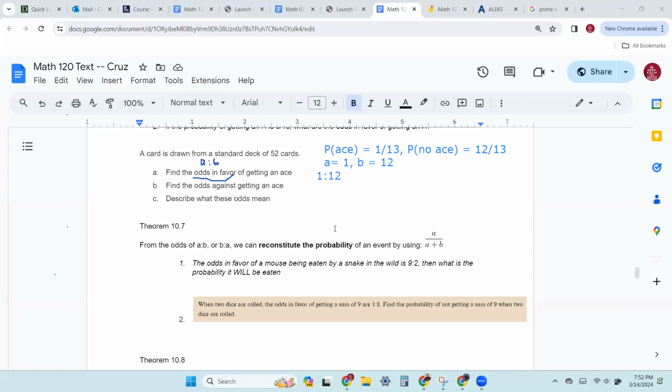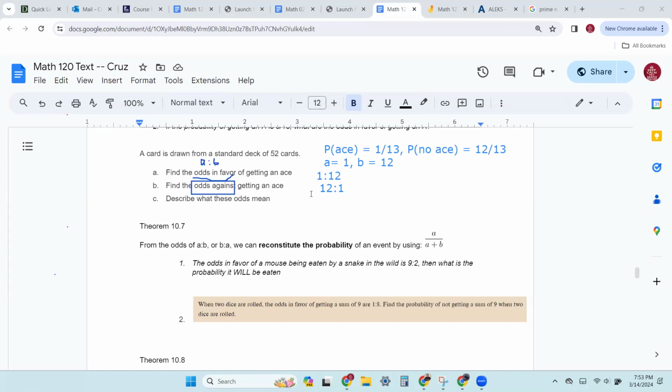So now here's where your reciprocal comes in. For odds against, it's the same event now. So now all we're going to do is take the reciprocal. So odds against is B to A. So then it's 12 to 1. And what this means is that for every 13 cards you pull out of there, one of them is going to be an ace. That's all that means. One ace, 12 that are not aces, and they add up to 13.